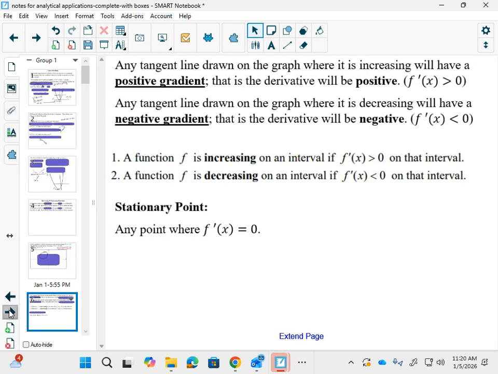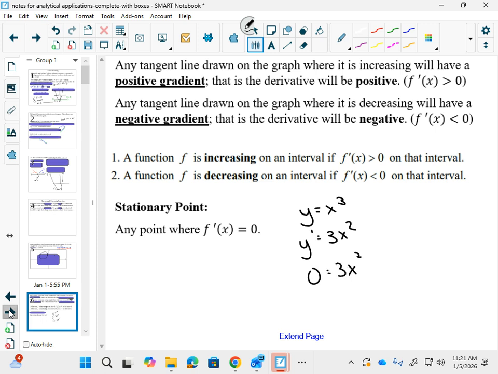We call our maximums and minimums stationary points. And there are some stationary points that aren't maximums or minimums. A great example of that is, here's a graph that you know, y equals x cubed. If I find the derivative, that's a really easy derivative to find. It's 3x squared. If I set the derivative equal to 0, can you solve for x for me? Absolutely. X is equal to 0.